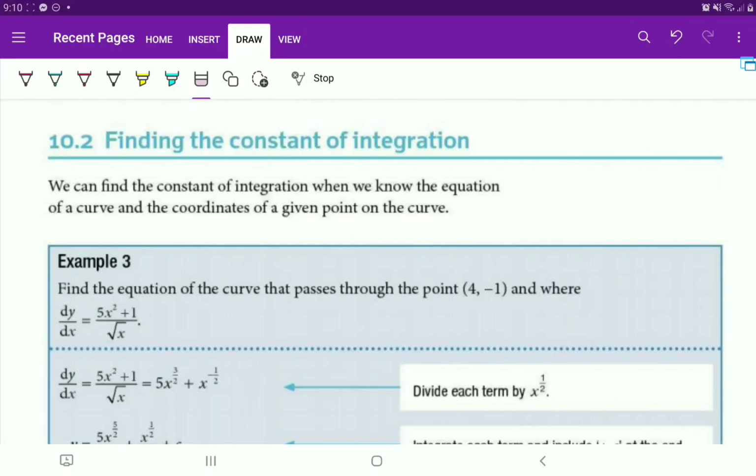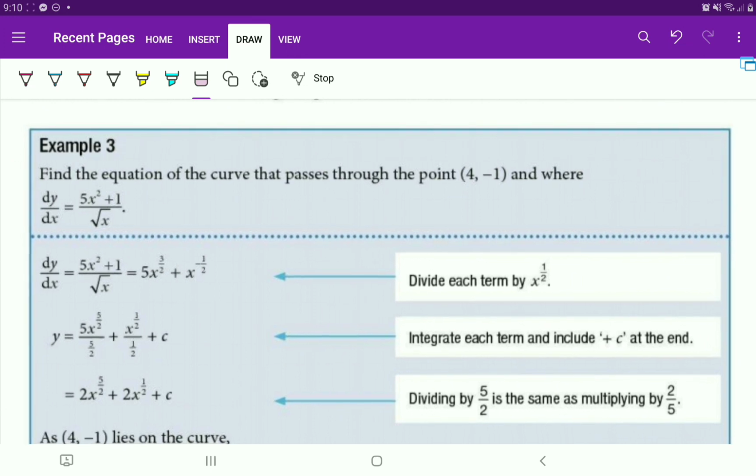This is 10.2, finding the constant of integration. All right, now let's try to discuss example number 3. Find the equation of the curve that passes through these 2 points, for this point (4, -1), and where the dy/dx is given by this one.